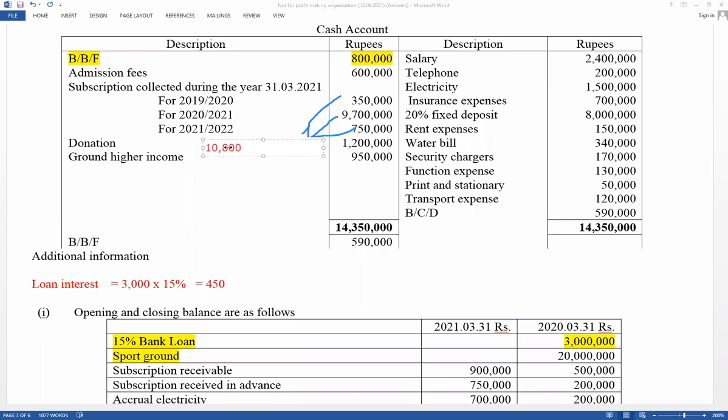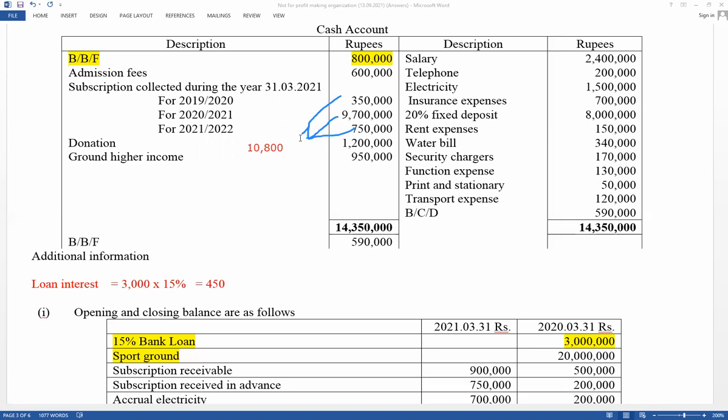Cash account debit, subscription account credit. All three values you have to consider, because they were received during the accounting period. Think about subscription collected during the year ended 31st March 21: for 19-20, meaning last year; for 20-21, meaning this year; and for 21-22, the next financial year. Therefore, subscription collected during the accounting period is 10,800.